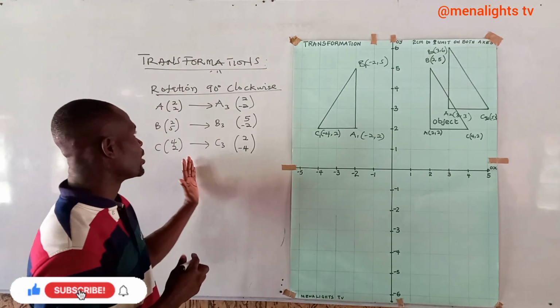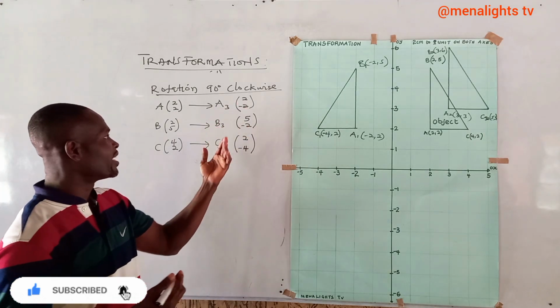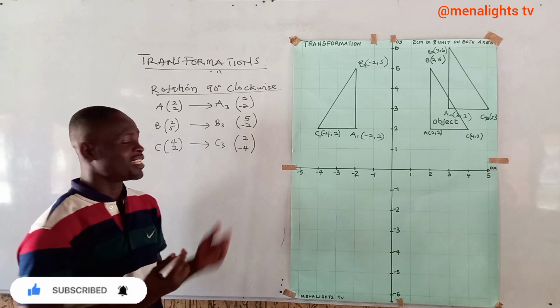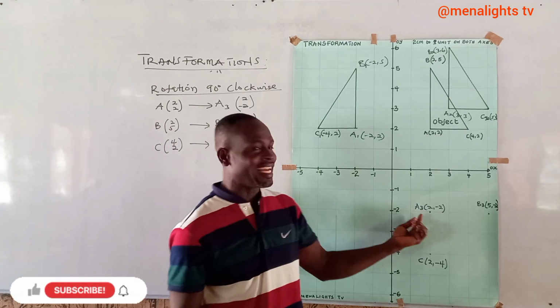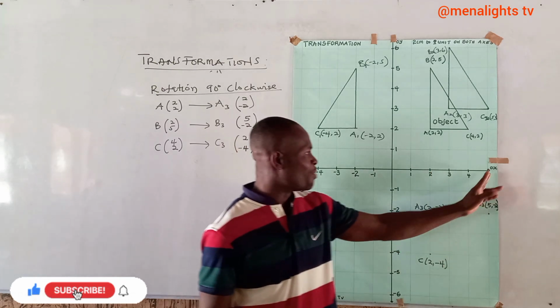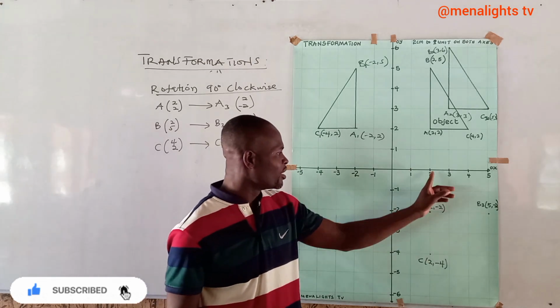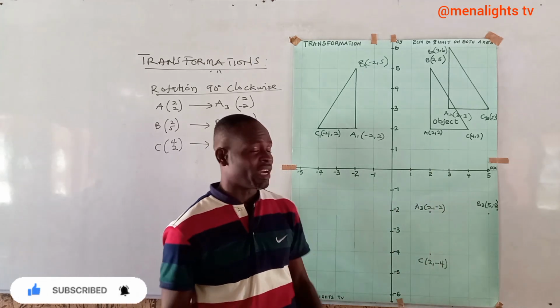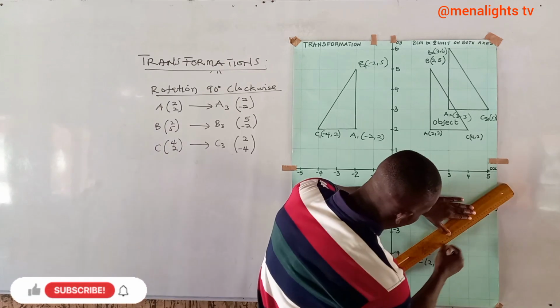So we are now going to plot the points A3 (2, -2), B3 (5, -2), and C3 (2, -4) on the number plane. The A3 (2, -2), we have it here. The B3 (5, -2) is there. And then the C3 (2, -4), we have it. We are now going to join the points to form the triangle.